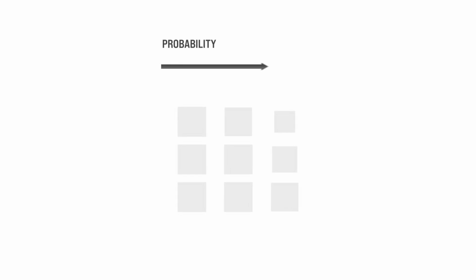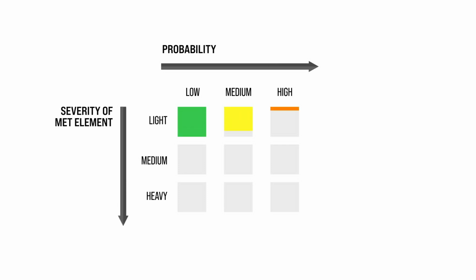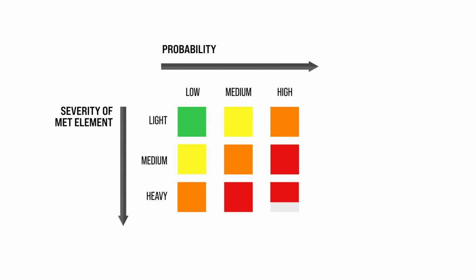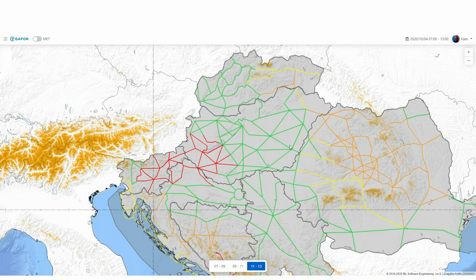Each weather polygon is defined by a probability of occurrence and severity or category of the phenomenon. For the most severe phenomena, even the slightest probability can impact the route. To instantly see how the weather conditions impact your route, switch to the Route view.